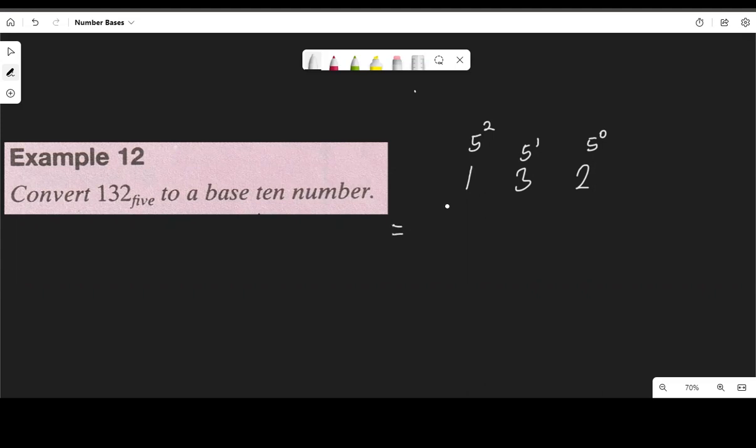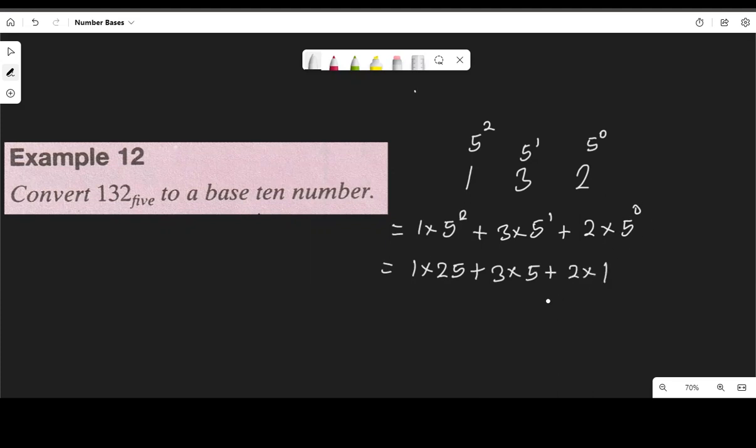So expressing each of these digits now as a product of their place value, that will be 1 times 5 to the power of 2 plus 3 times 5 to the power of 1 plus 2 times 5 to the power of 0, which is 1 times 5 to the power of 2 is 5 times 5, which is 25, plus 3 times 5 plus 2 times any number raised to the power of 0 is 1.